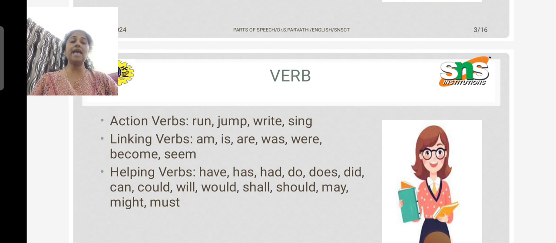So what are helping verbs? Helping verbs are have, has, had. Do verbs like do, does, did, and modal verbs like can, could, will, would, shall, should, may, might, must. Yes, so we all know these are all called verbs, but you should know what the action verbs, the linking verbs, and the helping verbs are. We usually call them have, has, do verbs, and modal verbs.